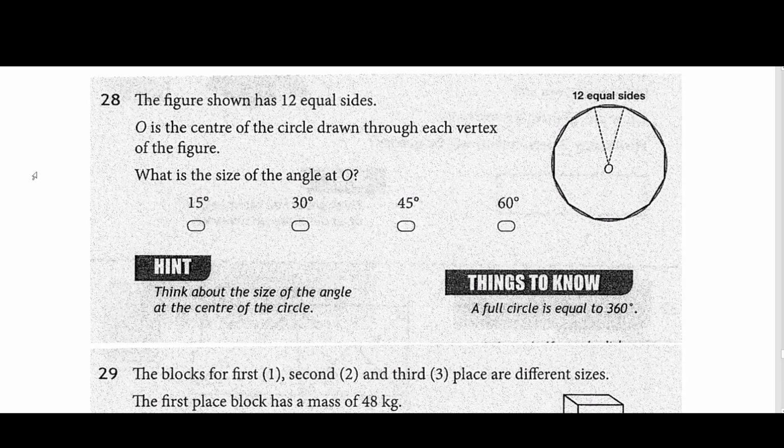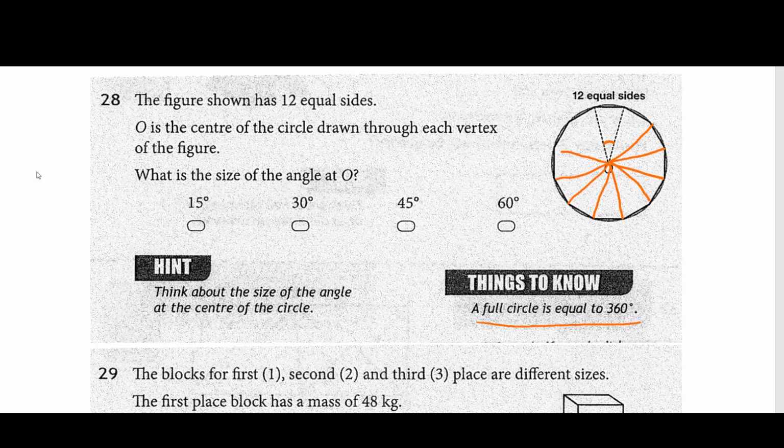Number 28. The figure shown has 12 equal sides. O is the center of the circle drawn through each vertex of the figure. What is the size of the angle at O? Okay, so a full circle is equal to 360 degrees. So we're looking for this angle in there. All right, and there's 12 equal sides. Okay, meaning it can be split into 12 bits here, 12 equal slices.